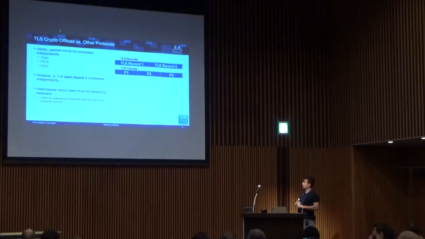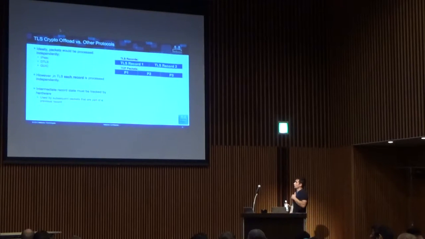And as you can see on the right side, where we have two TLS records, which are split into three TCP packets, in order to encrypt packet P2, we need to have the encryption state at the end of packet P1. So there's a dependency. When we need to encrypt packet P2, we need some state from a previous packet. So hardware needs to maintain intermediate record state for each TLS record.